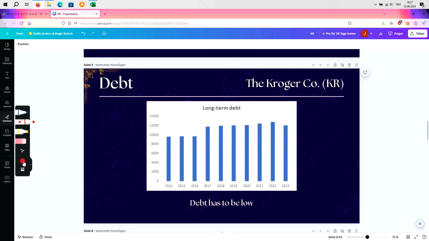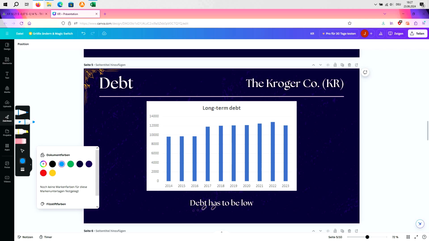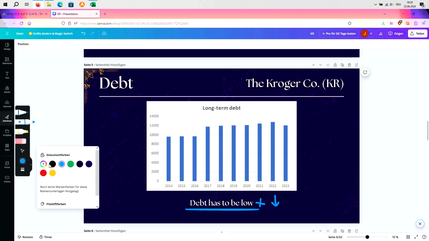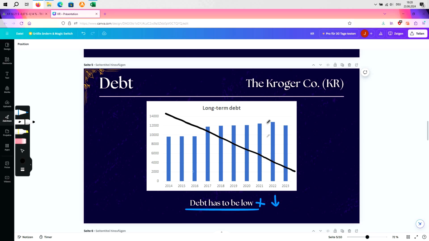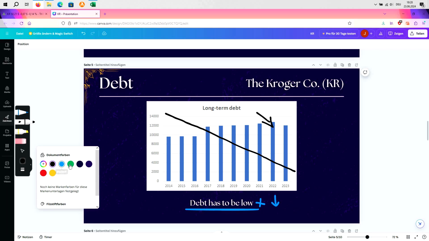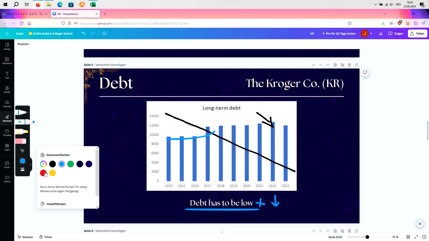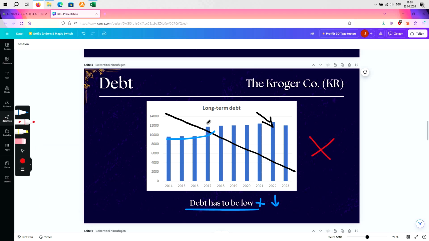Now we come to the debt, and the instruction says that the debt has to be low, plus it has to decrease through all the years. Now what do we see here? Preferably we would want to see debt going kind of like this, so following that black line, but you can see that the debt here is actually relatively high and it also increases a bit. So the debt does not decrease and it's not low and it just keeps being at the same level, okay? So that's again a bad sign.